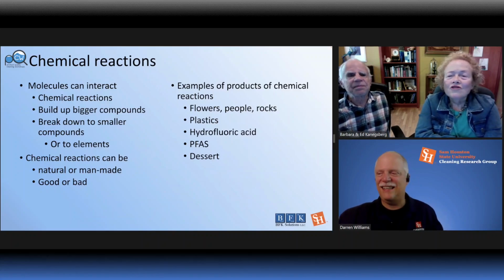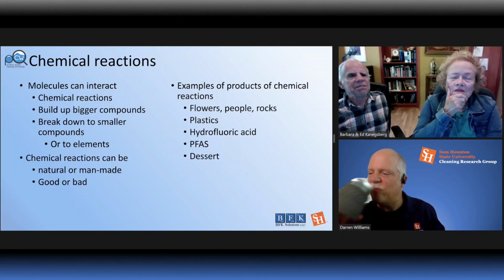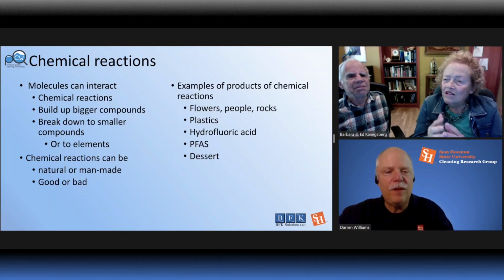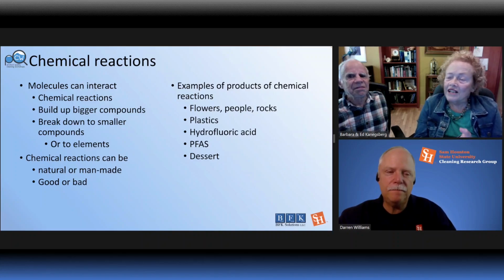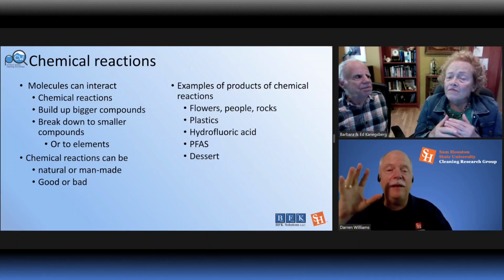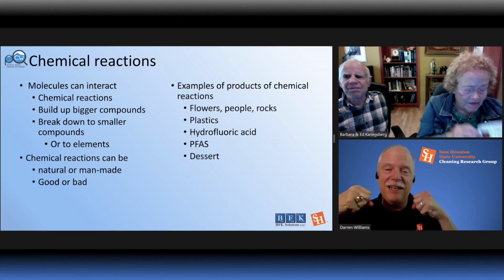It's important to understand, moving forward, about chemical reactions. We've given a little introduction to molecules, but molecules can interact through chemical reactivity. They can build up bigger compounds, break down into smaller ones, or down into the elements. And chemical reactions can be natural or man-made, good or bad. You're doing chemistry in your cleaning baths. There are reactions taking place.